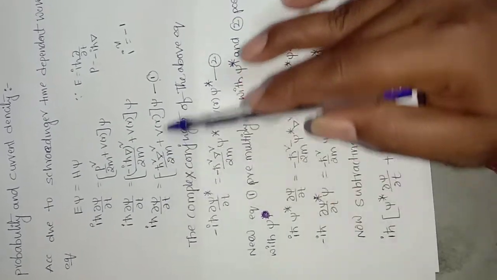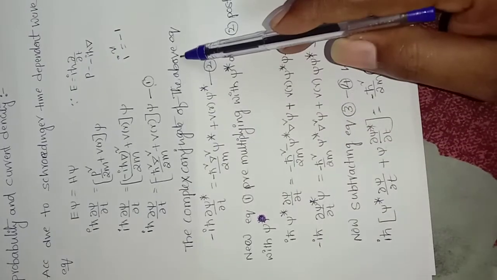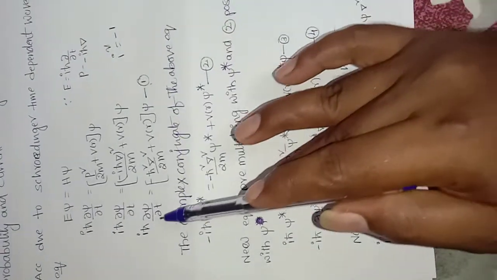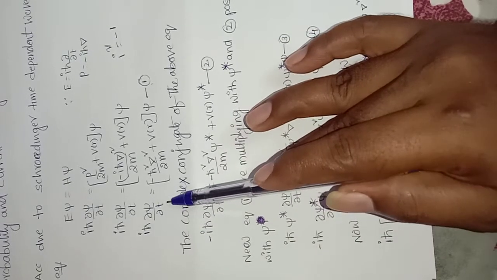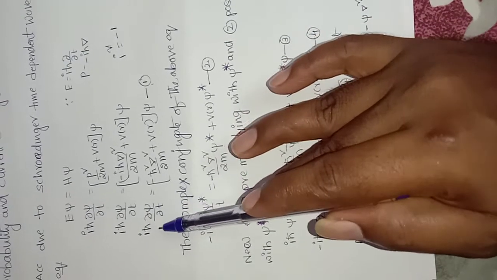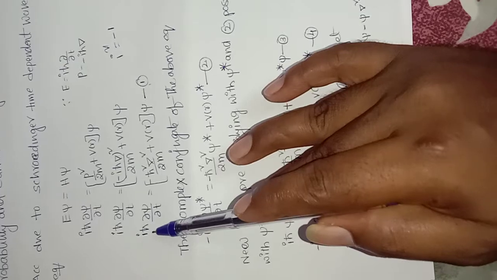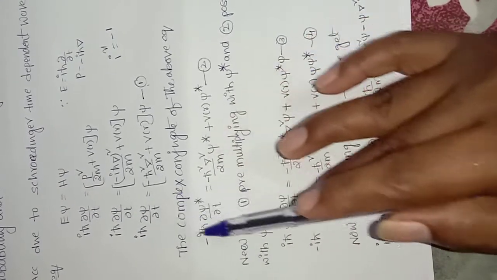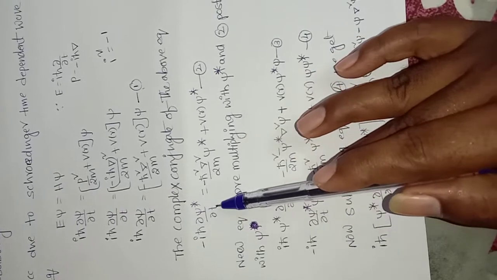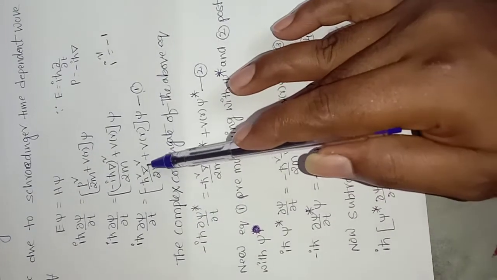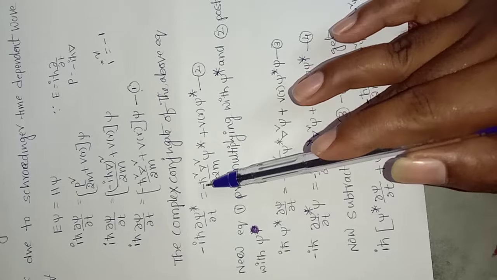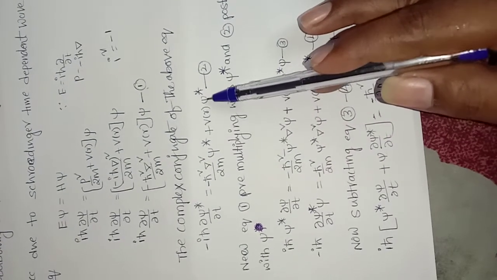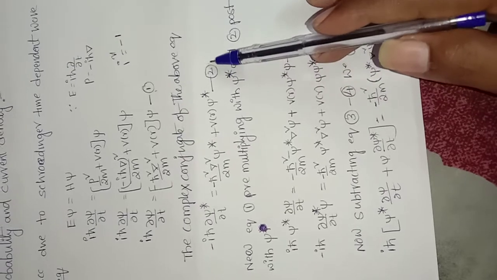Now equation 1, apply the complex conjugate. The complex conjugation of the above equation: as you all know, in a complex conjugate the imaginary terms change their sign. So i h cross dou psi by dou t becomes minus i h cross dou psi star by dou t. Here the minus h cross square del square by 2m into psi becomes minus h cross square del square by 2m into psi star, plus V of r into psi star. This is equation number 2.